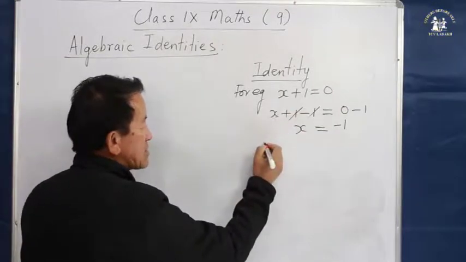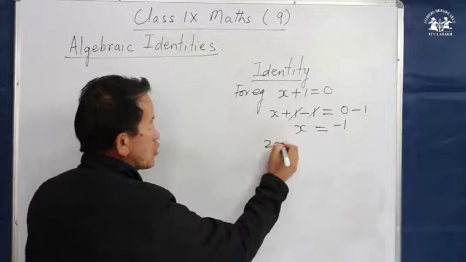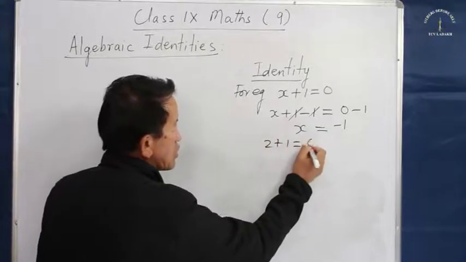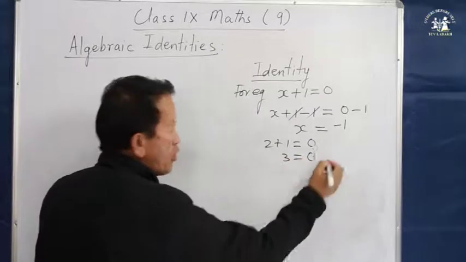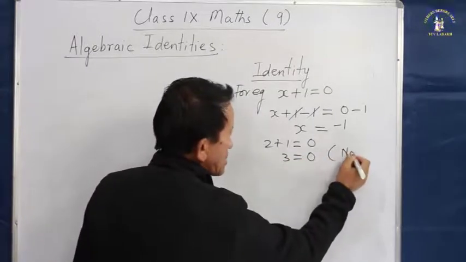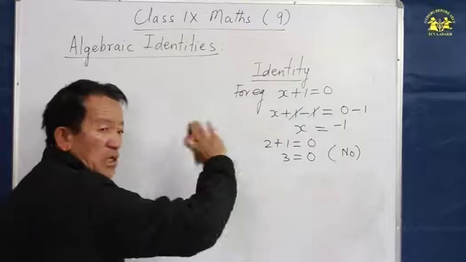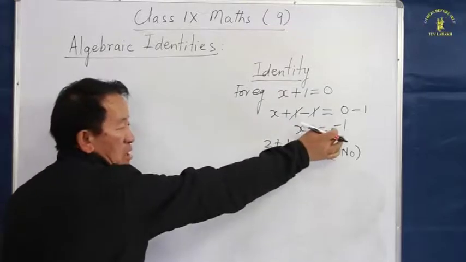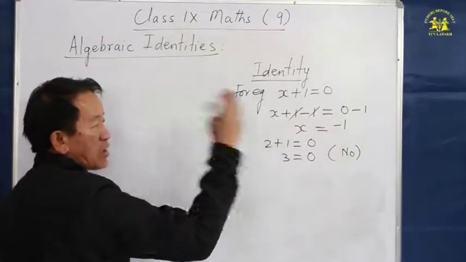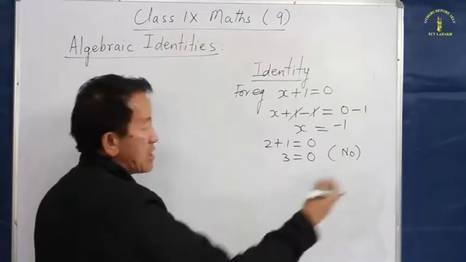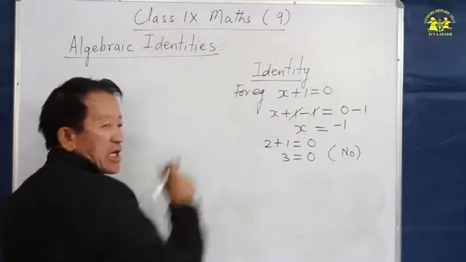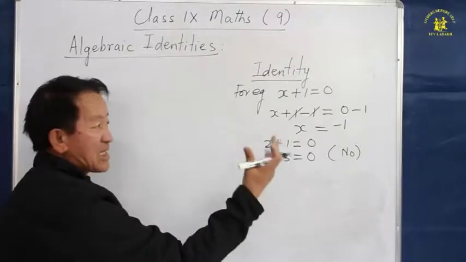Let us put any other value, for example x is equal to 2. Then 2 plus 1 is 3, and 3 is not equal to 0. So for any value other than minus 1, you will not get left hand side equal to right hand side.